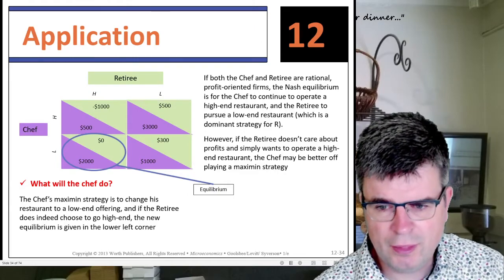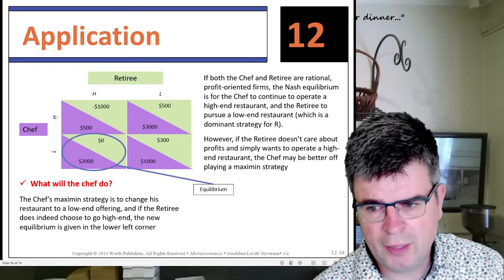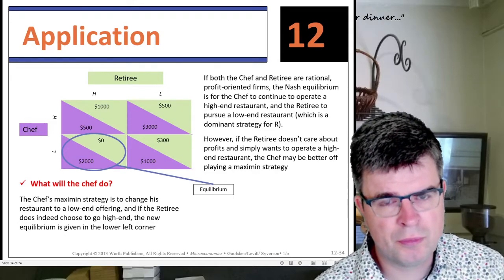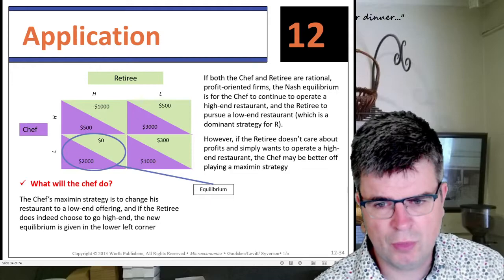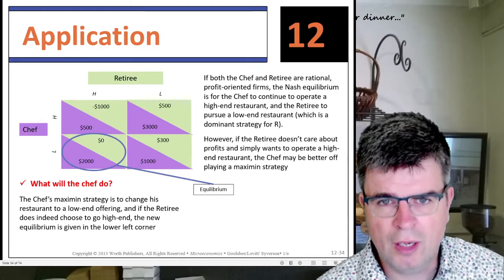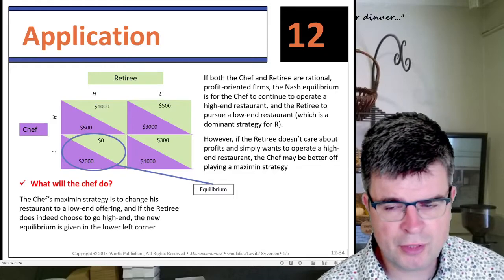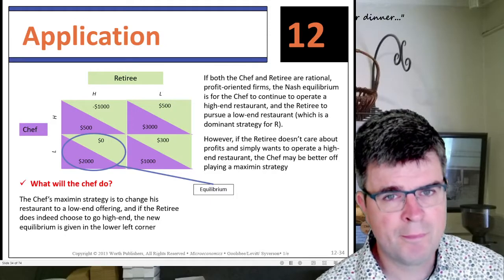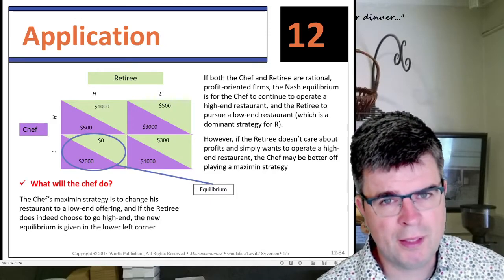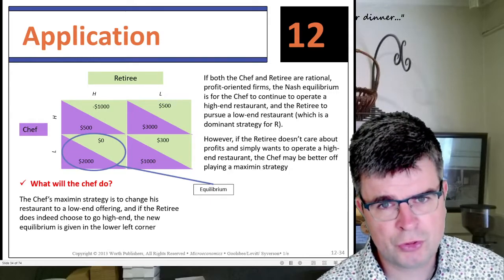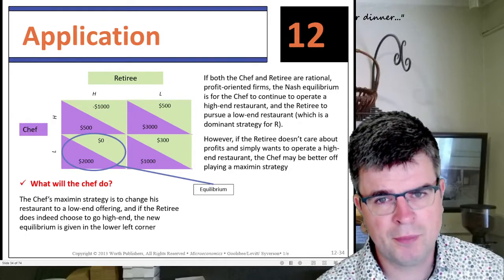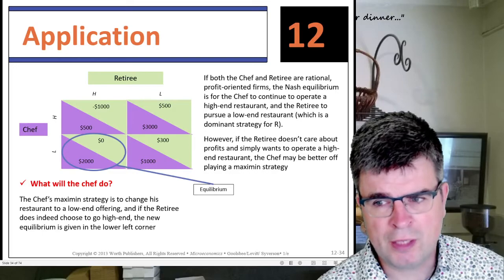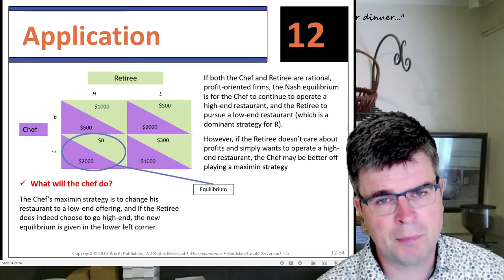And if the retiree does indeed decide to go high-end, the new equilibrium is given by chef low-end, retired person high-end. And again, I reiterate, if you are asked to give the equilibrium, do not say the equilibrium is 2000, 0. An equilibrium is not defined in terms of payoffs, but in terms of strategies. So you should say, if the chef plays a maxi-min strategy, then the equilibrium of this game is chef low-end, retired person high-end.